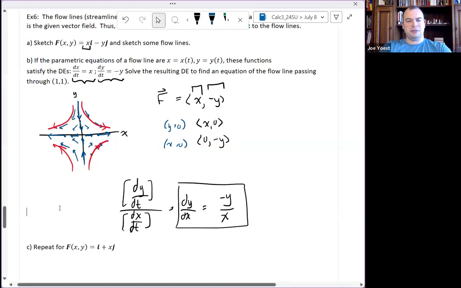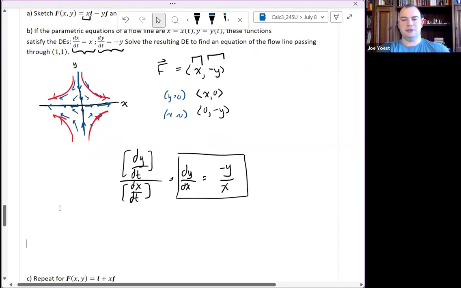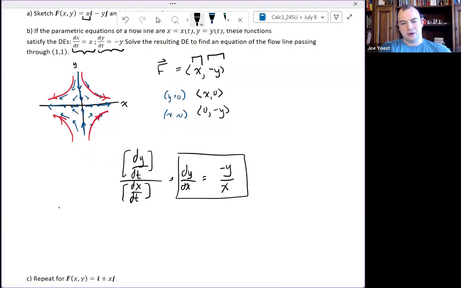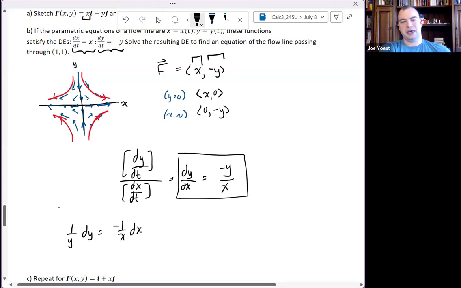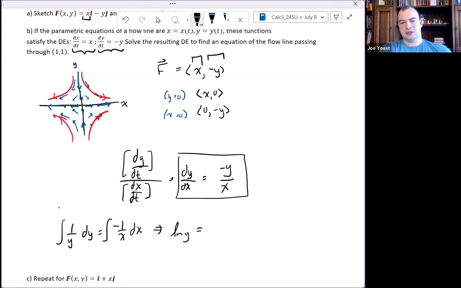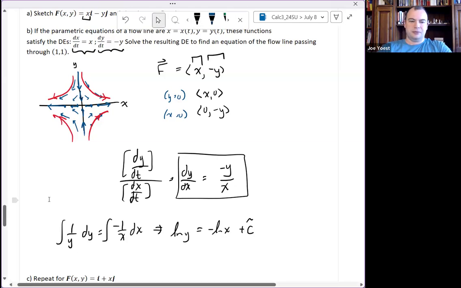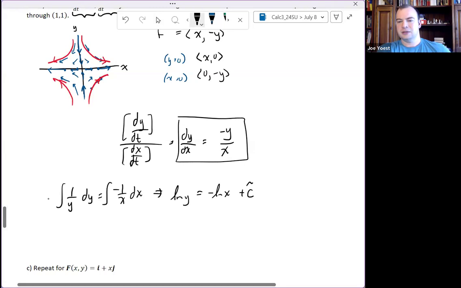I just have a first order separable differential equation, or I have 1 over y dy equals negative 1 over x dx. I can integrate both sides, and I get log y equals negative log x plus, I'll just call this c tilde. I'm calling it c tilde because we're going to want to make another constant c in just a minute here.